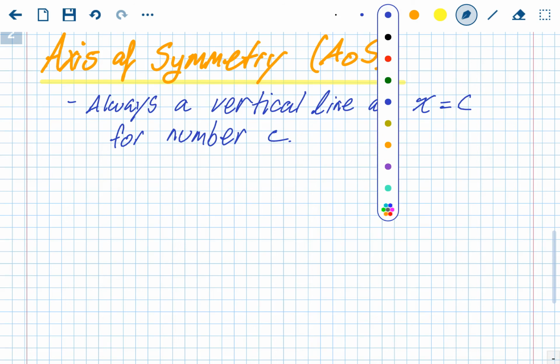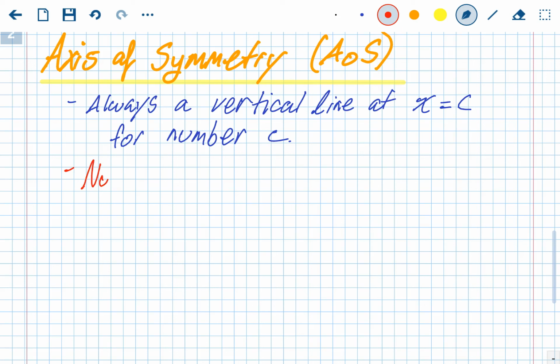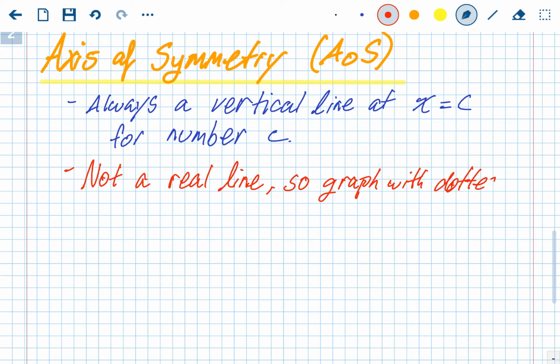Now, the axis of symmetry is not a real line. It's not actually on the graph. So when we graph it, we usually use a dotted line. It's not part of the graph at all, but it's more of a reference.